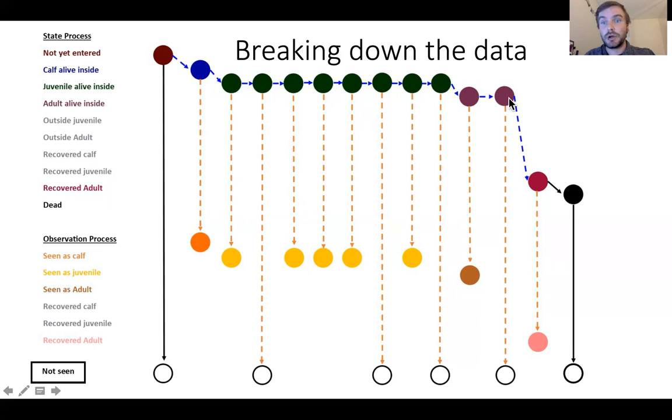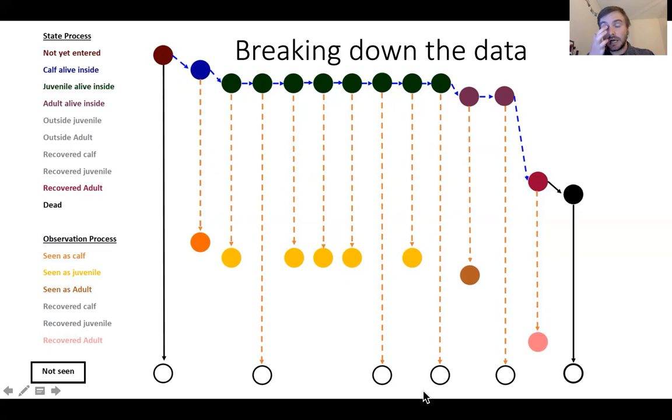But underlying this state process is the observational process. This is what we actually see when we get the mark recapture history. Many times we just don't see the individual before it has entered into the capture history. But then we see it in a particular observation that links it back to a state. So if it's seen as a calf, we know that it must be a calf. The same as if it's seen as a juvenile, it must be a juvenile. So it moves through these states when we can see it, but we also have periods where we don't see it.